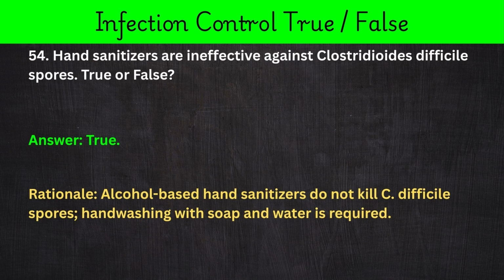54. Hand sanitizers are ineffective against Clostridioides difficile spores. True or false? Answer: true. Rationale: alcohol-based hand sanitizers do not kill C. difficile spores. Handwashing with soap and water is required.